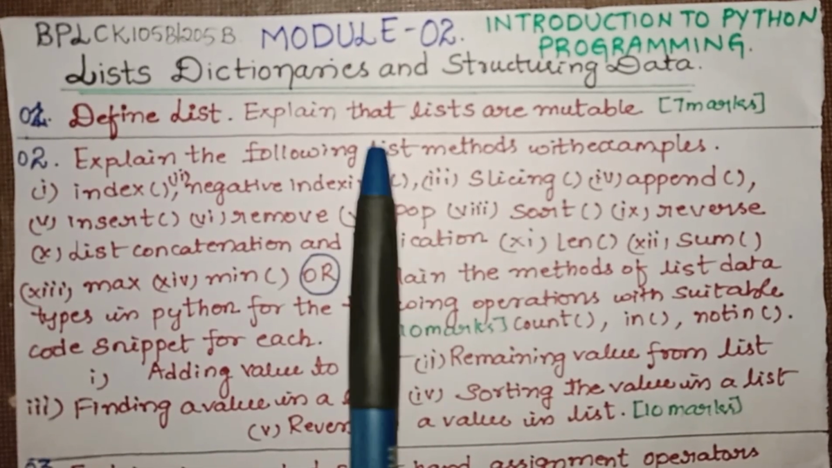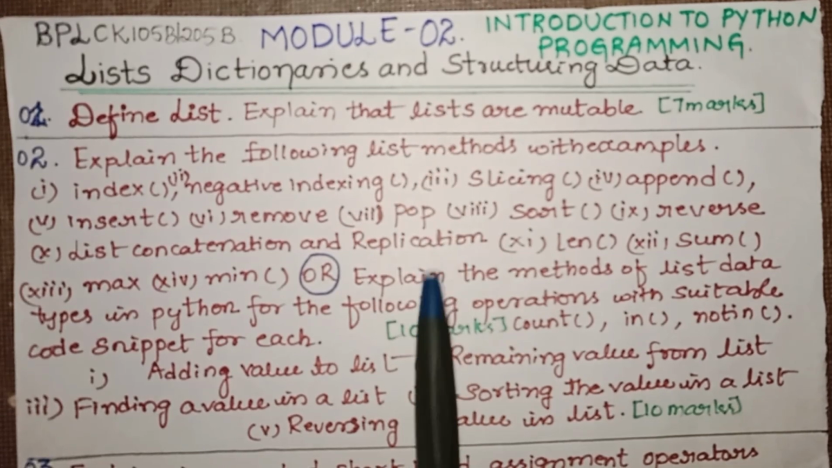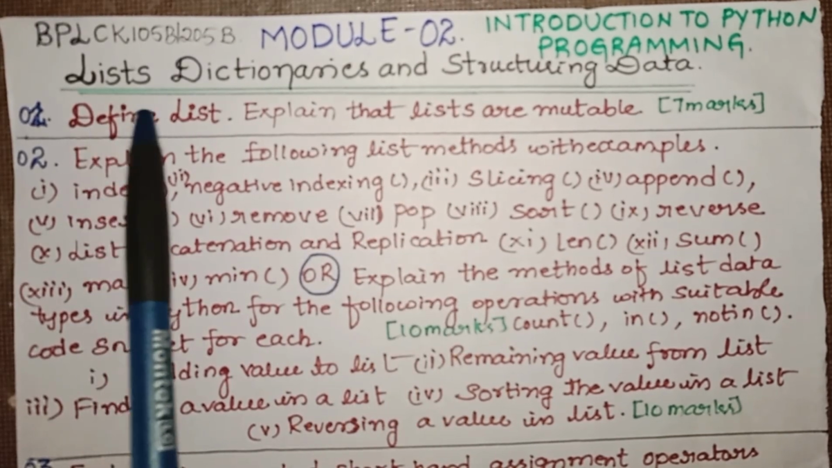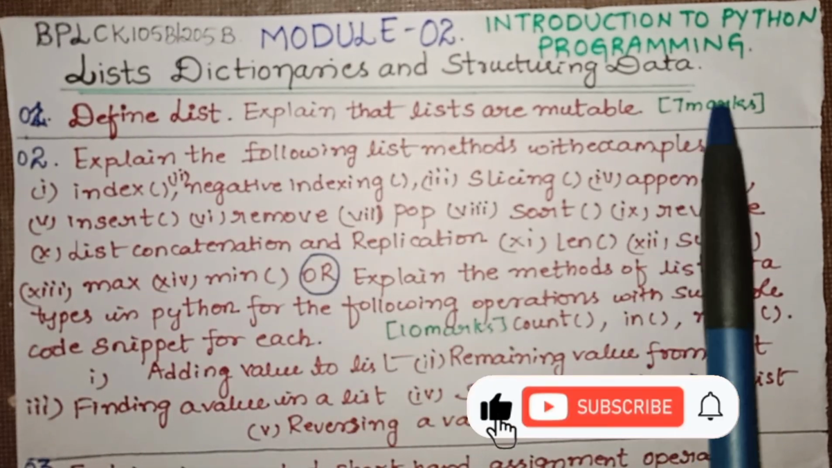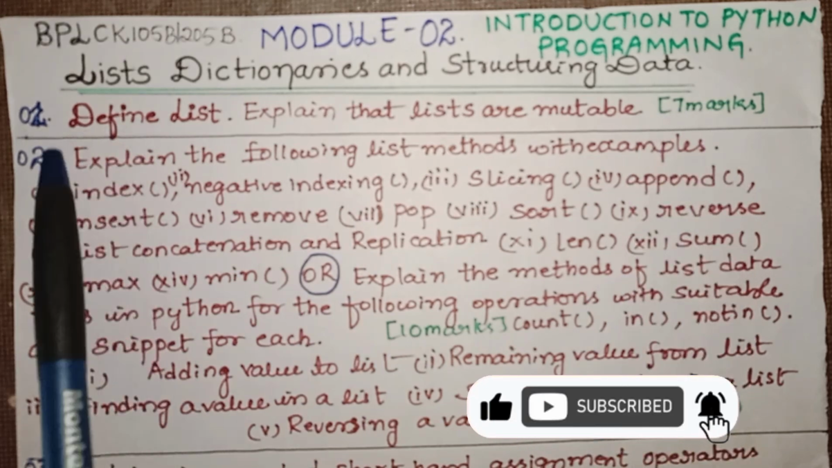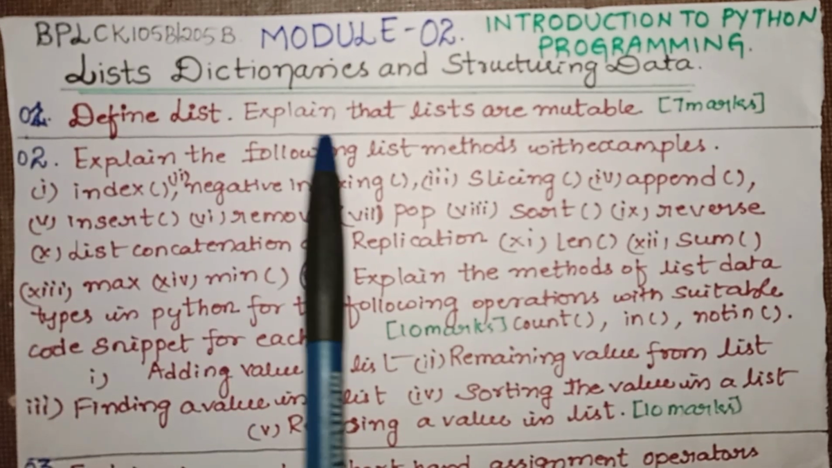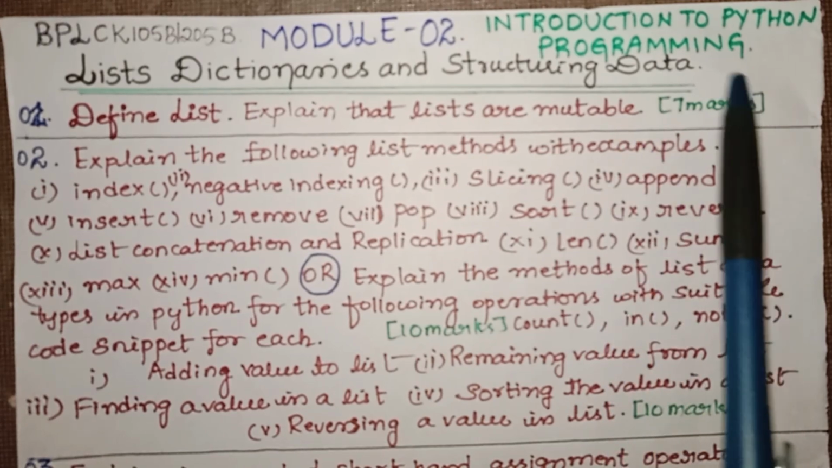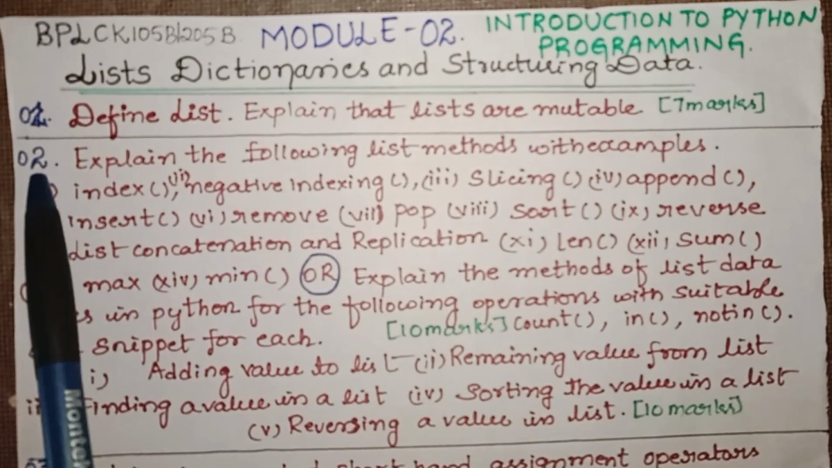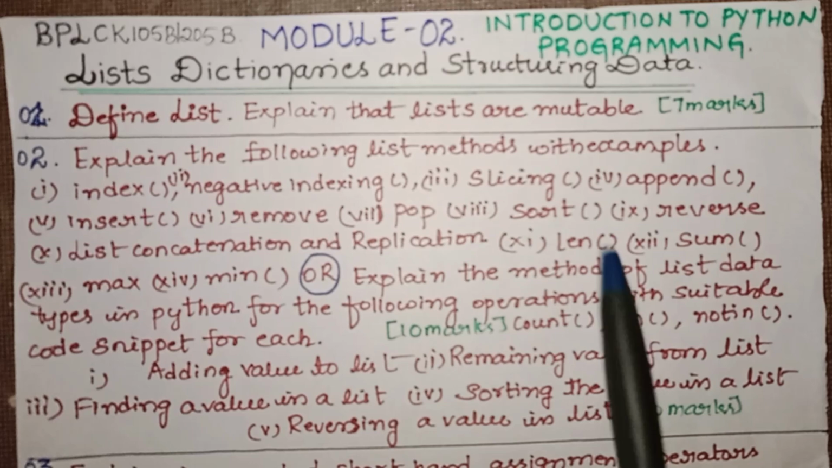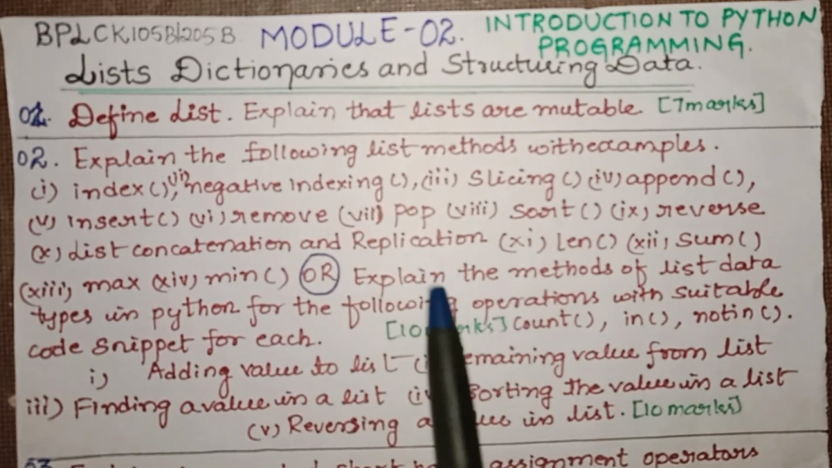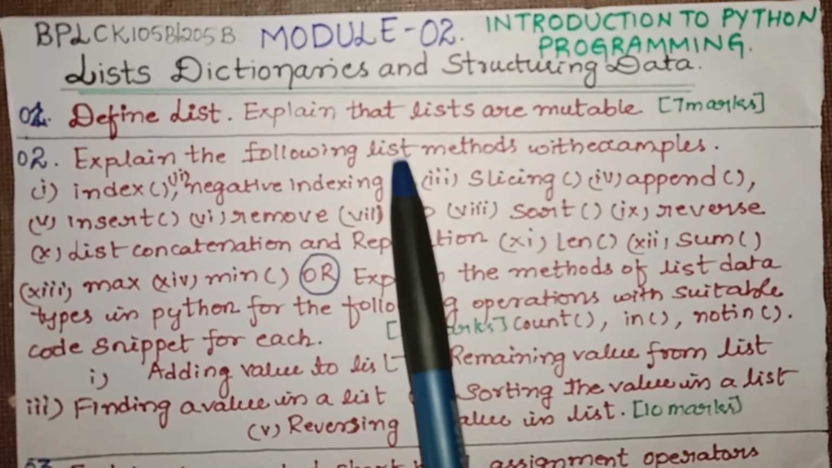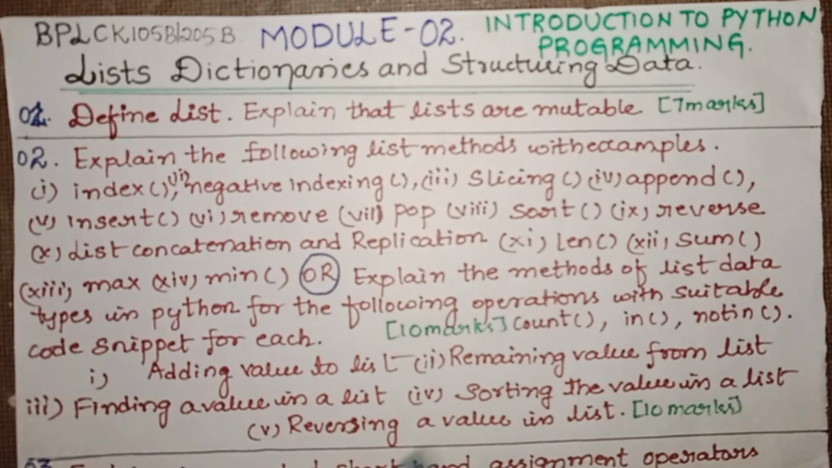Today I am here with the important questions for module 2, that is lists, dictionaries and structuring data. And the first question is: define list, and explain that lists are mutable, which has been asked for 7 marks. And the second question is here I have clubbed all the following list methods. You can see how big it is, and don't worry, I have clubbed them together.